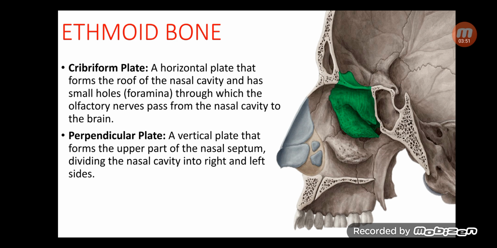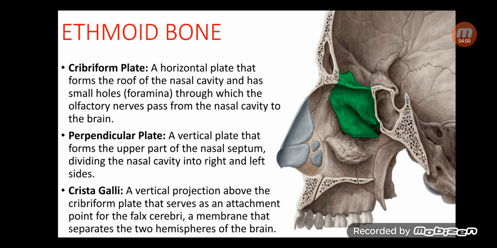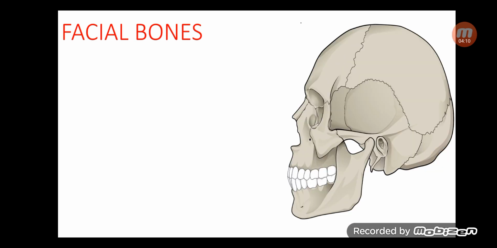Then it has another part that is called its perpendicular plate, that is a vertical plate that forms the upper part of the nasal septum, dividing the nasal cavity into right and left halves. Then it has another part, the crista galli, that is a vertical projection above the cribriform plate that serves as an attachment point for the falx cerebri, that is a membrane that separates the two hemispheres of the brain.